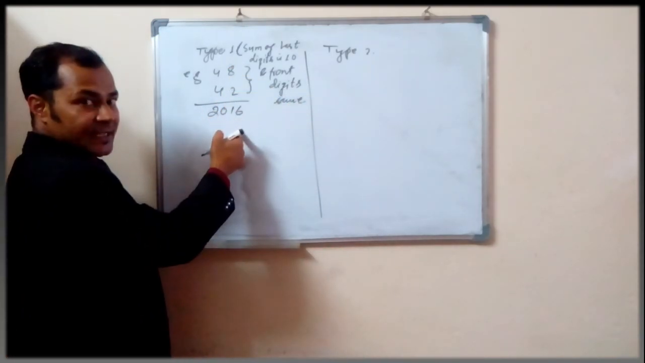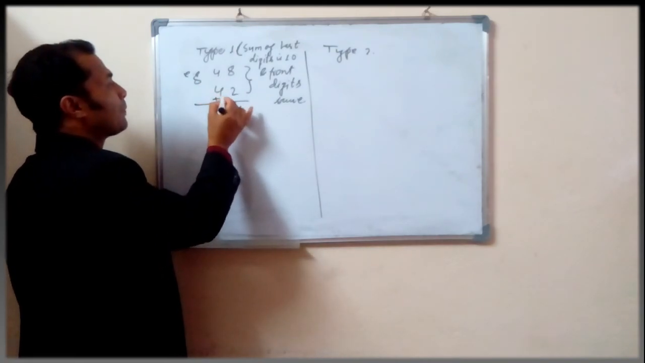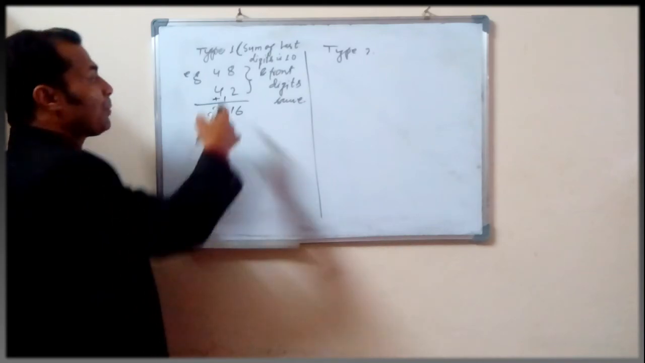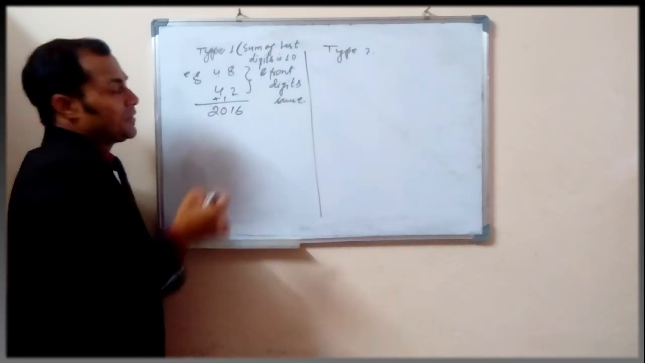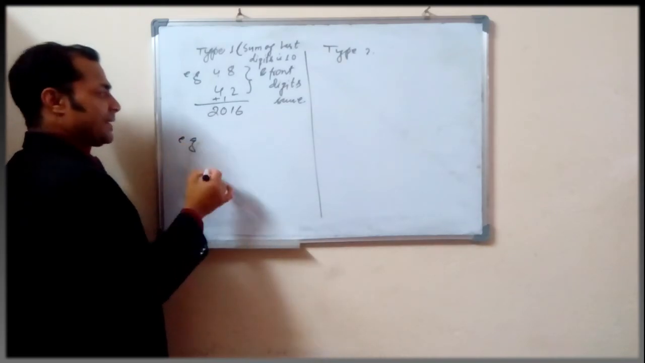If this is the case, multiply the last digits: 8 2s are 16. For the front digits, which are the same number, add 1: 4 plus 1 is 5, and 5 4s are 20. That's all. Let me show you one more example.